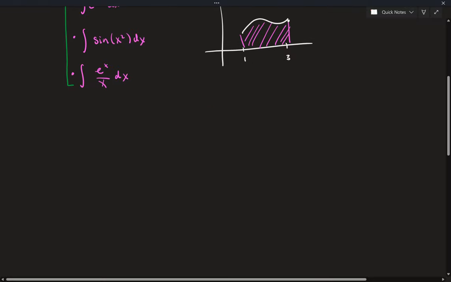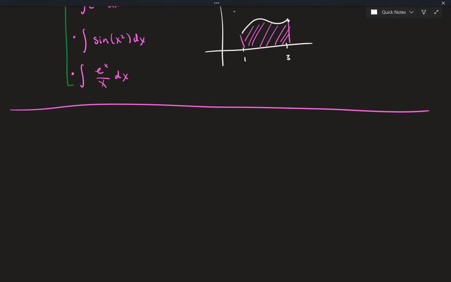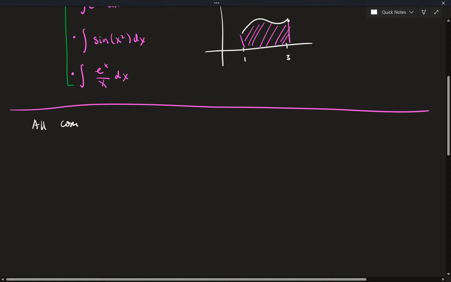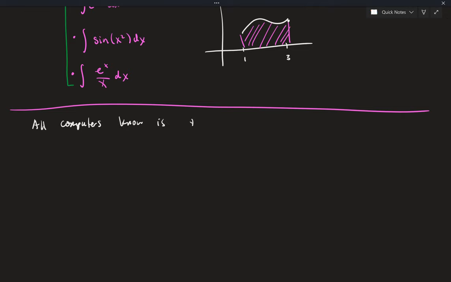The bottom line about series, and I haven't even defined series, but I'm getting there, is that all computers know how to do is plus, minus, times, and divide. Anything else that it does is some combination of these. I mean, it's zeros and ones. This is literally only what it can do.